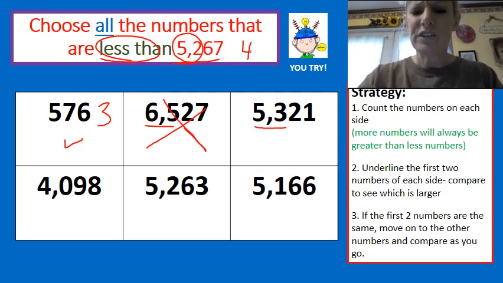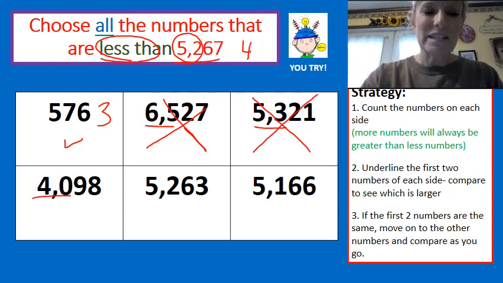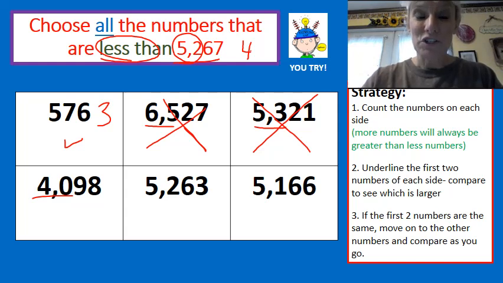Right here I have 53, and I can see that 53 is not smaller than 52, so I'm going to have to cross that one out. Down here I see 40, and I know that 40 is smaller than 52, so I know that 4,098 is going to be smaller or less than 5,267. I'm going to check mark that one.